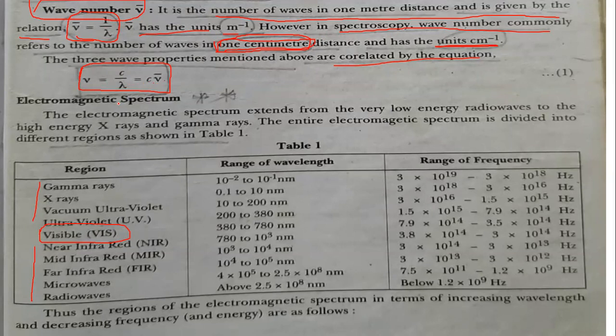Okay, so what is the electromagnetic spectrum? The electromagnetic spectrum has different bands, different regions. What regions are there?